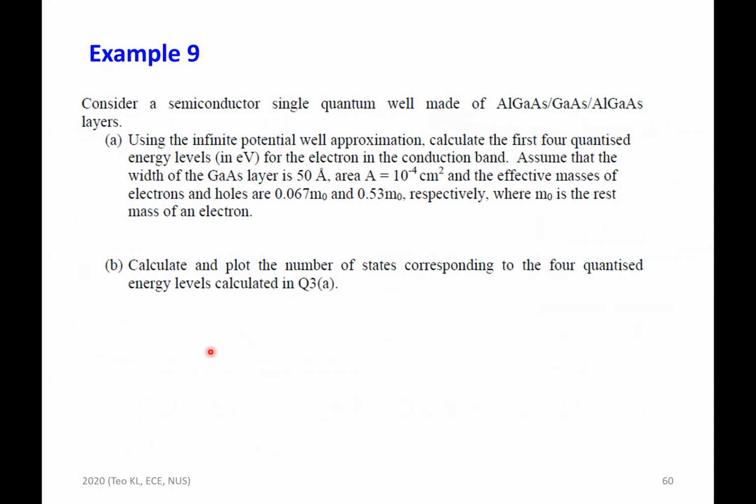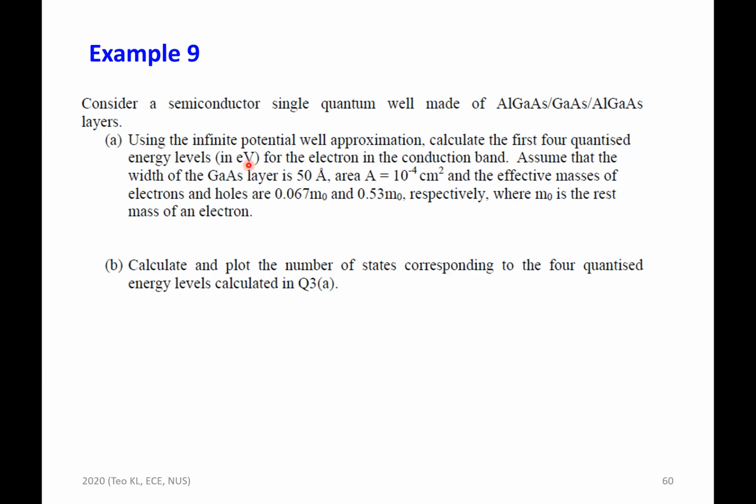Example 9. Consider a semiconductor quantum well of aluminum gallium arsenide. The gallium arsenide is the well, and aluminum gallium arsenide is the barrier. We use the infinite well potential approximation. Calculate the first quantized energy levels in the conduction band, assuming the width of the gallium arsenide is 50 angstrom and the area is 10 to the power minus 4 cm squared. The electron and hole effective masses are given to you. Calculate and plot the number of states corresponding to the 4 quantized energy levels.